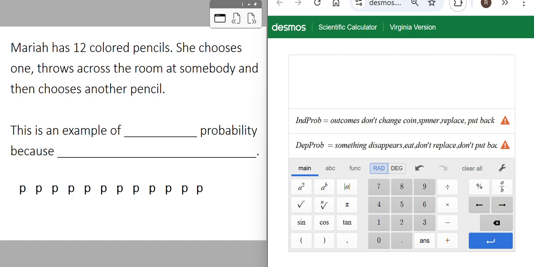Independent probability, your outcomes don't change. It's like flipping a coin or spinning a spinner or replacing something or putting it back. Dependent probability is when something disappears, whether you eat it or don't replace it, don't put it back, or throw it across the room and don't get it. So this is definitely an example of dependent probability because the pencil is gone.